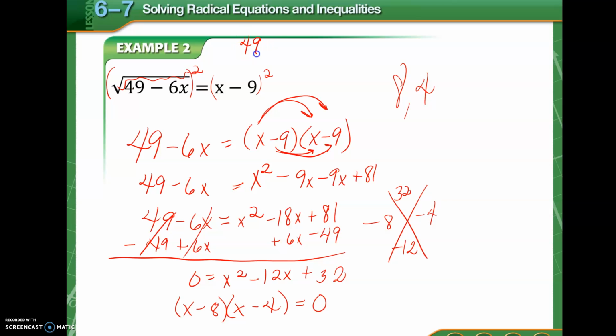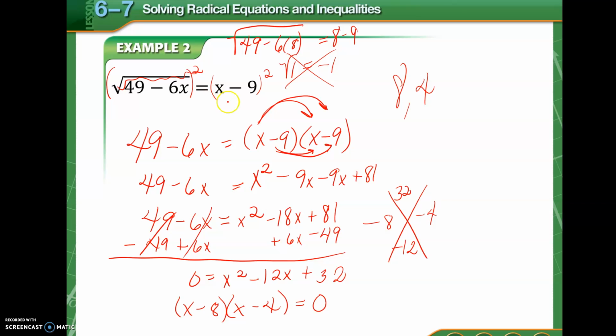So 49, they could both work, minus 6 times 8. Does the square root of that equal 8 minus 9? So 49 minus 48 is 1. Does that equal negative 1? And that doesn't work, so that one's not going to work.